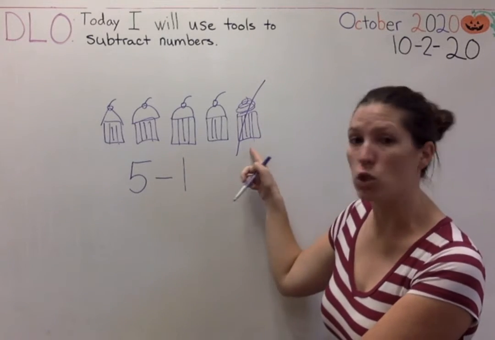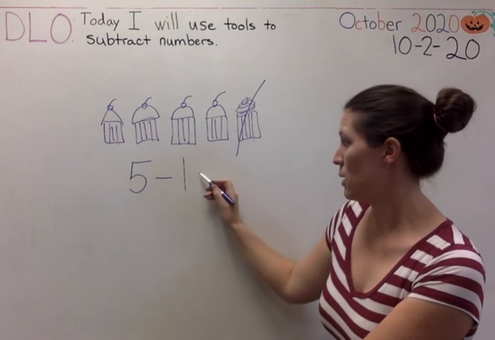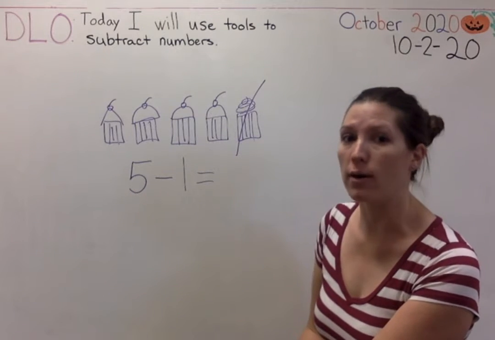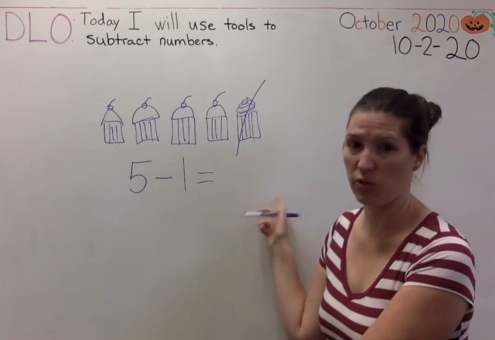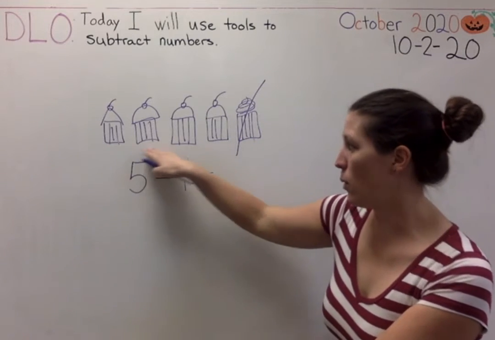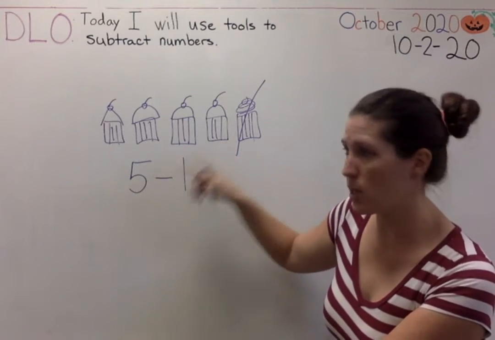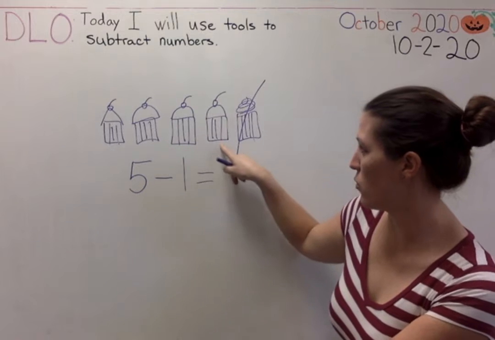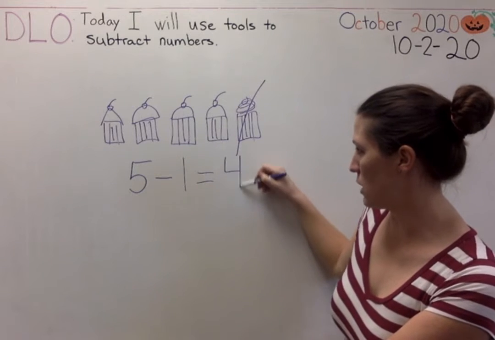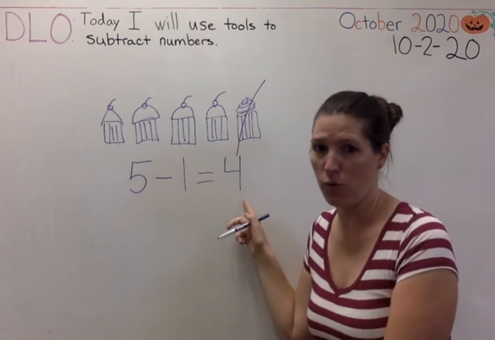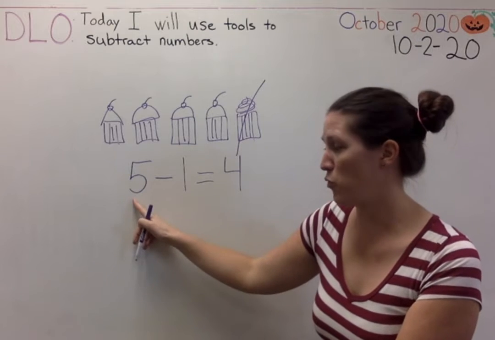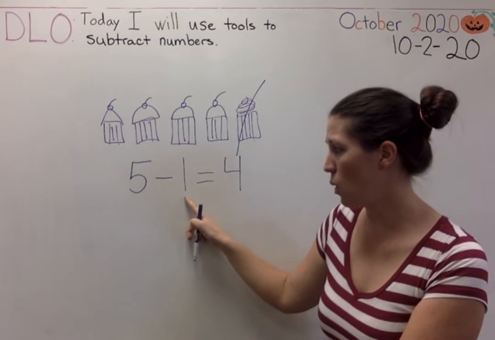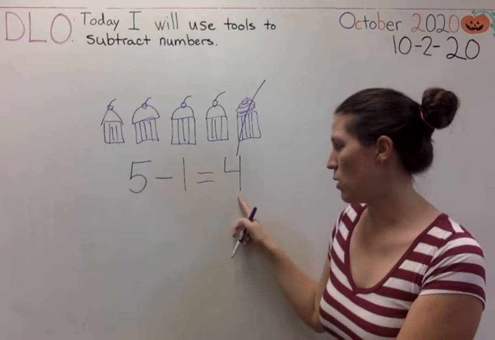I gave away one, so I took one away from my pictures. How many cupcakes are left? We need to find the difference. I can count how many are here with my picture. Let's count. 1, 2, 3, 4. Down, over, down some more. That's the way you make a 4. Let's read this equation. 5 minus 1 equals 4.